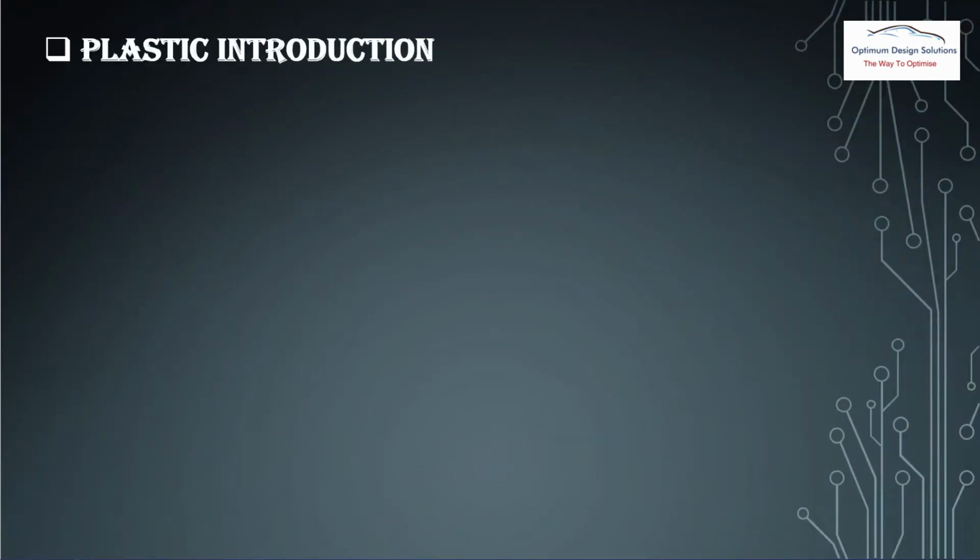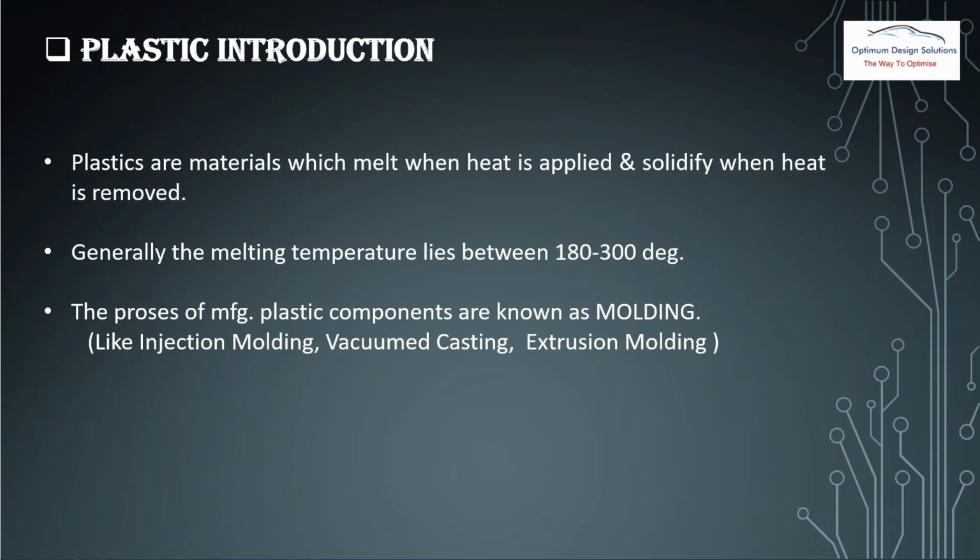So next one in the plastic introduction. So what is the plastic? It is a very typical technical definition, but simply the plastic is the material which melts when heat is applied and solidifies when heat is removed. So this definition is enough for automobile material selection in plastic, or automobile plastic. This is a very simple definition. What is the plastic? It melts when heat is applied, and when we remove the heat it solidifies, it will again come to its original shape, or it will come to the solid. So this is the plastic. Generally the melting temperature lies between 180 degrees to 300 degrees Celsius.